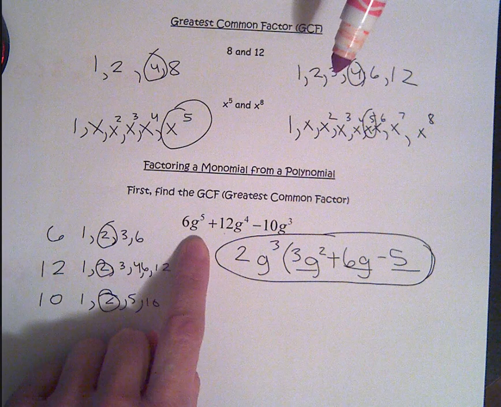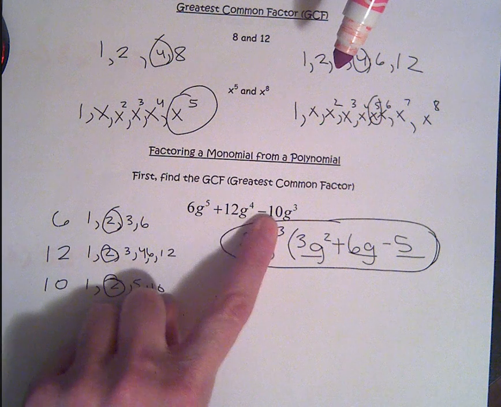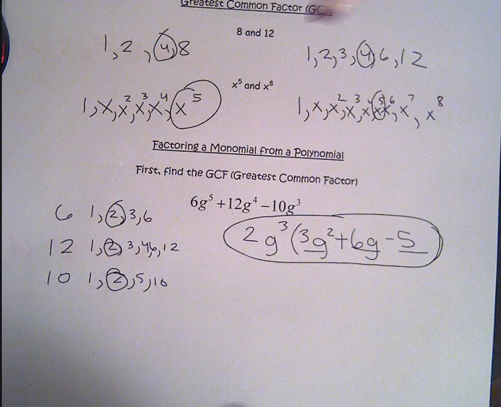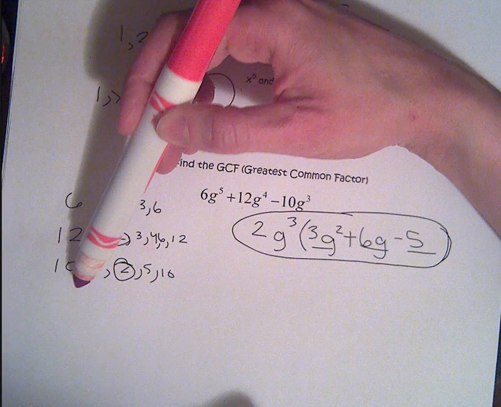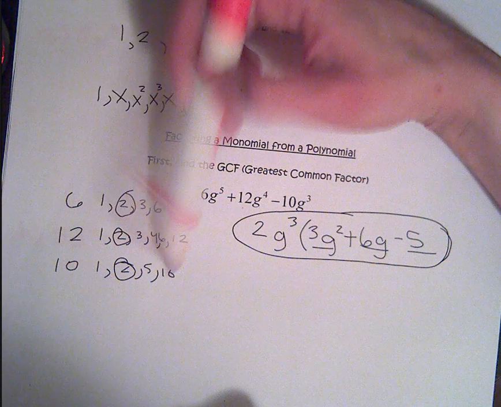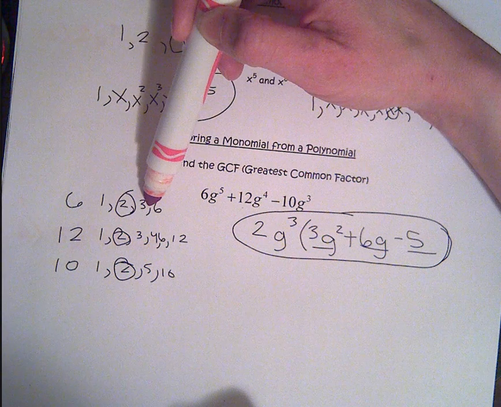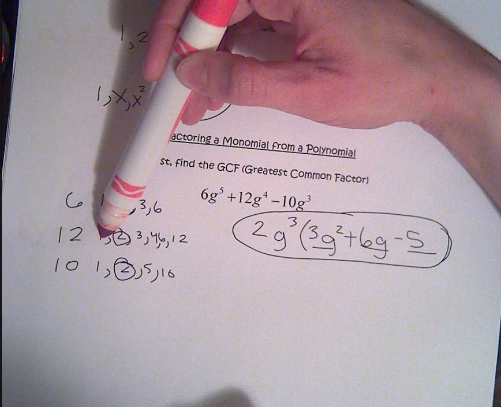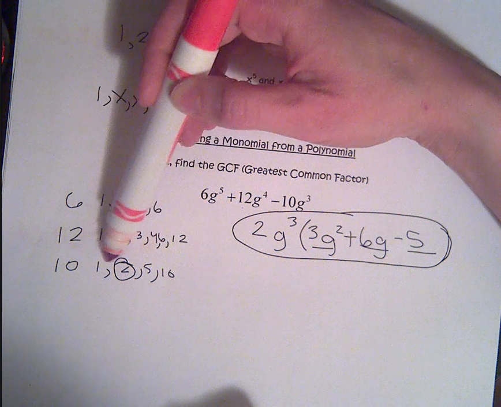So I have 6g to the 5th plus 12g to the 4th minus 10g to the 3rd. First I'm going to write down all my numbers, 6, 12, and 10, and list all of their factors. For 6, I've got 1 and 6, and 2 and 3. That's all of them. For 12, 1 and 12, 2 and 6, 3 and 4. For 10, I've got 1 and 10, 2 and 5.